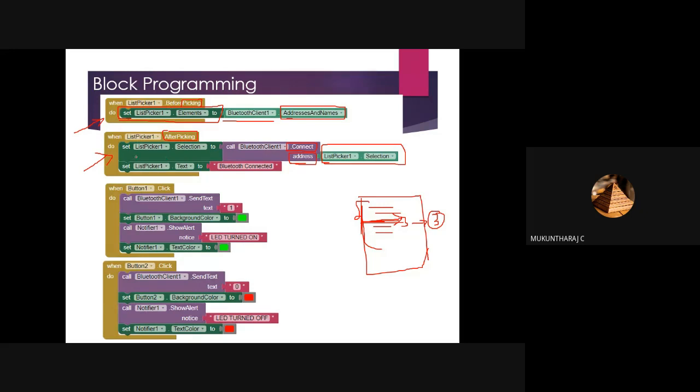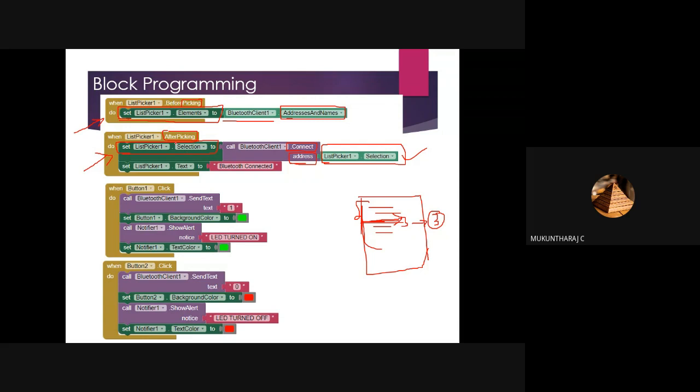Yes, we need to set the list picker selection to connect the Bluetooth client. Here it is only a set function. You are not going to get any address or names of an already selected device here, so that must be given here. So call Bluetooth client 1 connect address. In the address field, you need to give your list picker selected item. The user selected item will be available as list picker 1 selection. This rule set must fit with this address area.